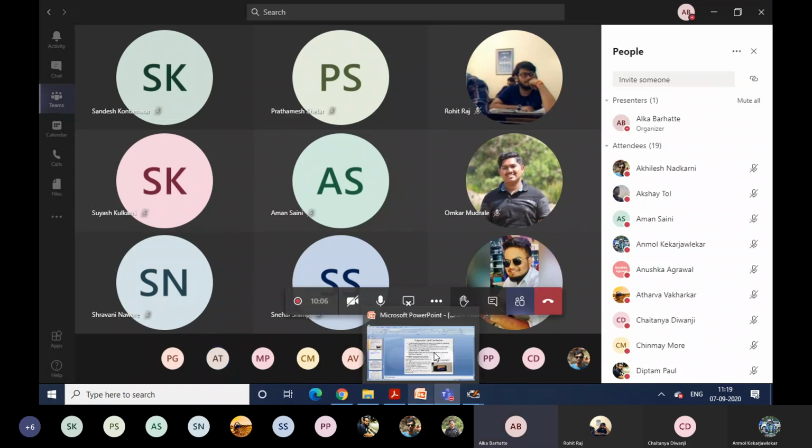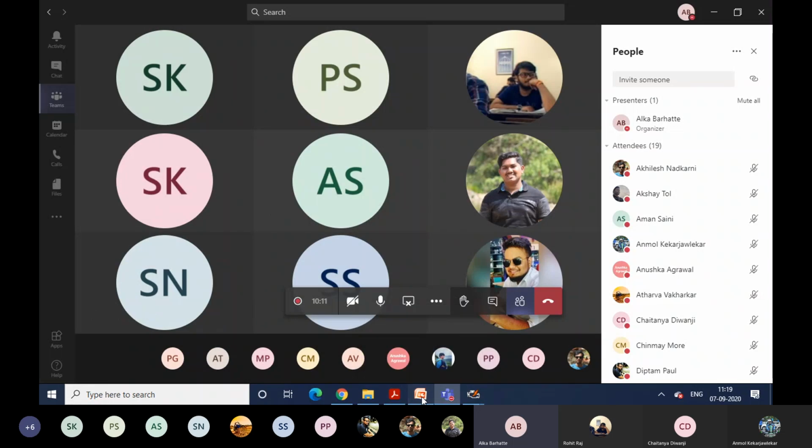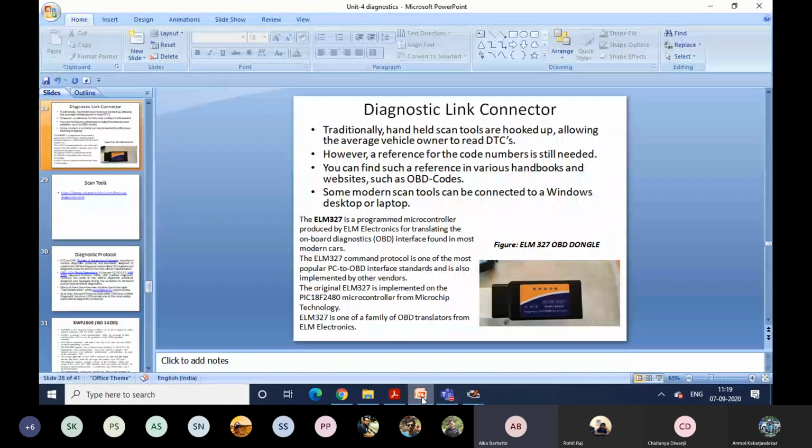So we will start. In the previous lecture, we started with diagnostics in automotive. What is the diagnostic procedure? What are the different types of noise that we have studied? What do you mean by diagnostic trouble code, or diagnostic codes, as it is called? And the difference between OBD1 and OBD2. These are the onboard diagnostics techniques.